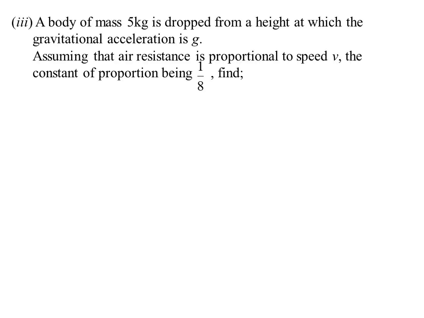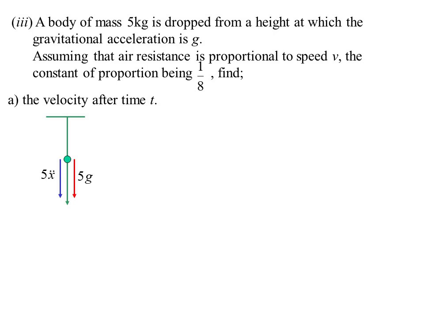Let's do one where we're dropping. Body of mass 5 kilos, dropped from height. Gravitational acceleration is g. Air resistance is proportional to speed, and they've even told us that proportion is going to be 1/8. Find velocity after time t. Let's draw ourselves up a little picture. What's happening? So I'm going to say down is my resultant force. They've told me the mass is 5, so I've said, well, okay, resultant force 5 times the acceleration.